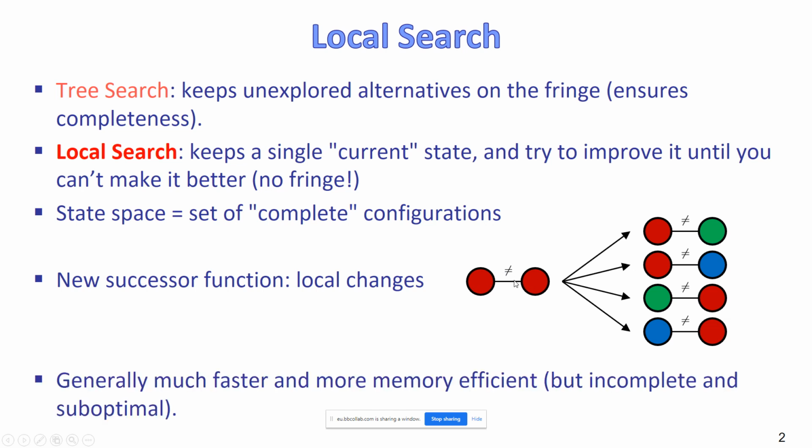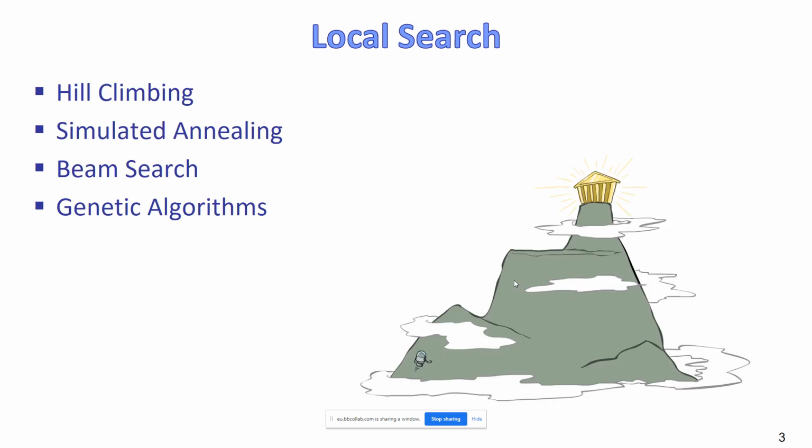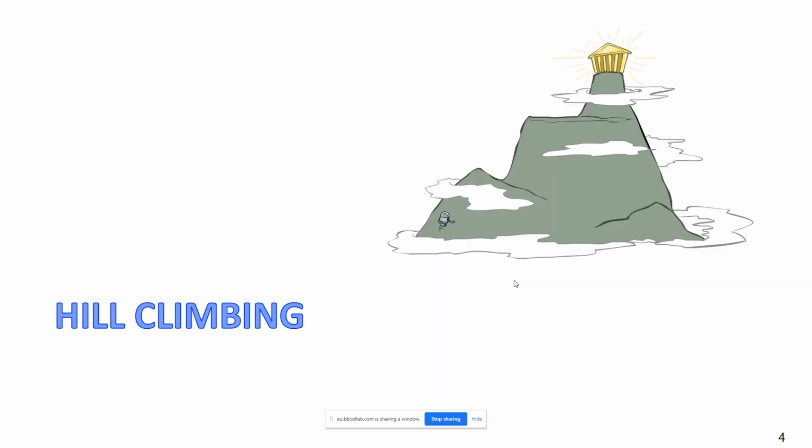Generally, this idea of local search is much faster and much more memory efficient, just because we don't have the fringe. We just keep one state and we keep changing it. But it is incomplete and suboptimal, as we will see later. So in local search, we will study 4 algorithms: hill climbing, simulated annealing, beam search, and genetic algorithms. Of course, not all today. We'll just start today with hill climbing.